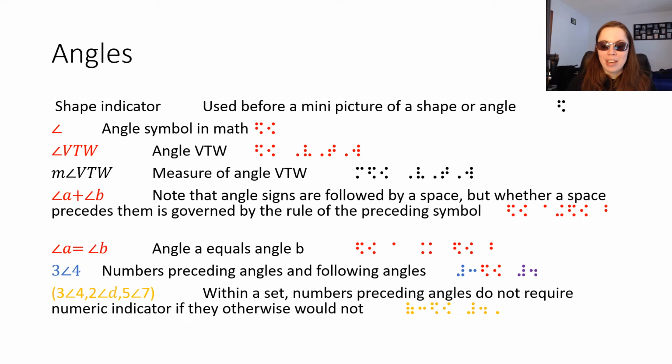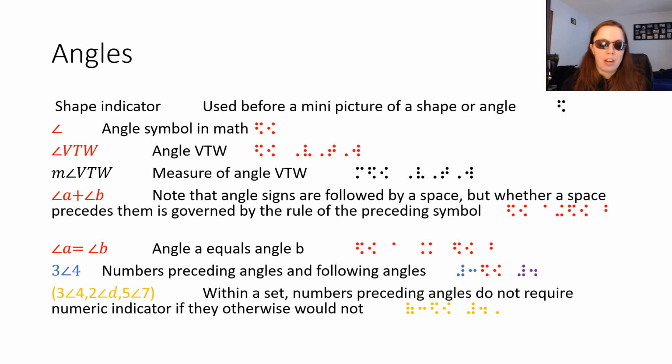There are other things made on the shape indicator. For example, a shape indicator is always used before the angle symbol in math, and this is why we have a shorthand for the right arrow but not for the left arrow, because the shorthand formation for left arrow is used for something else. It's used for that angle indicator. I have the example here of angle VTW. Remember that spacing, so notice that that still applies.